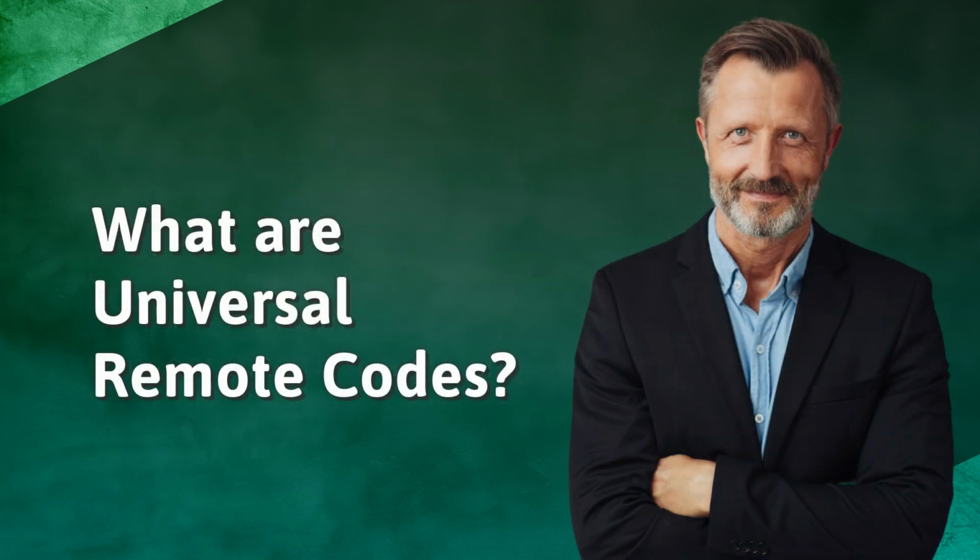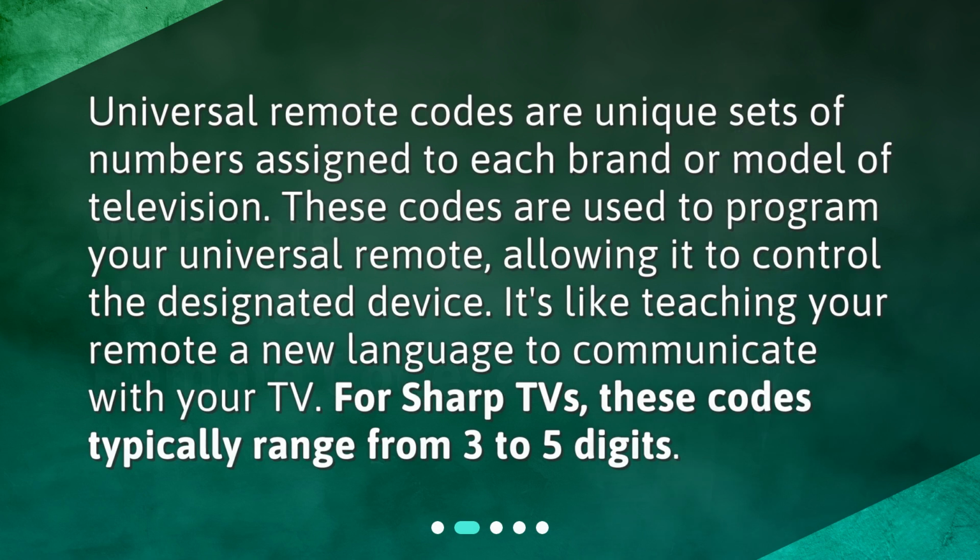What are Universal Remote Codes? Universal remote codes are unique sets of numbers assigned to each brand or model of television. These codes are used to program your universal remote, allowing it to control the designated device. It's like teaching your remote a new language to communicate with your TV. For Sharp TVs, these codes typically range from 3 to 5 digits.